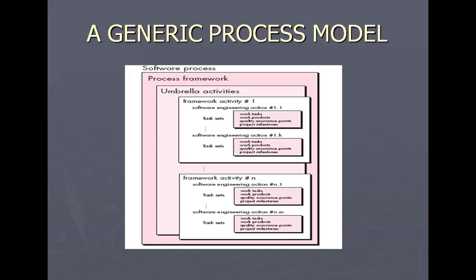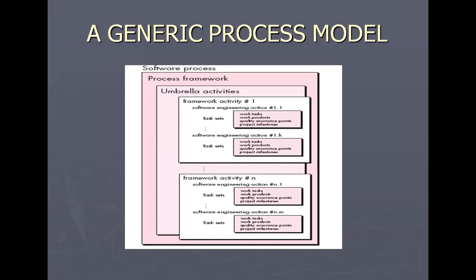Software configuration management: manage the effect of change throughout the software process. Reusability management: define criteria for work product reuse, including software components, and establish mechanisms to achieve reusable components. Work product preparation and production encompasses the activities required to create work products such as models, documents, log forms, and lists. Umbrella activities are applied throughout the software process.